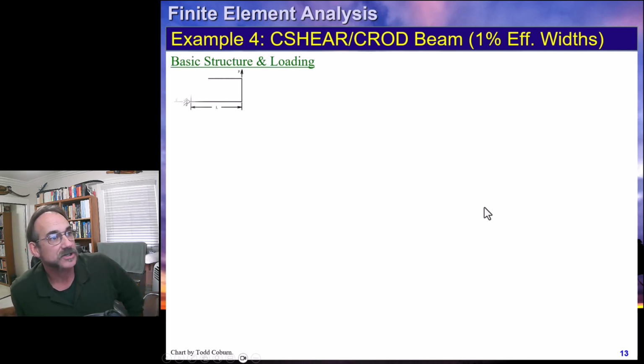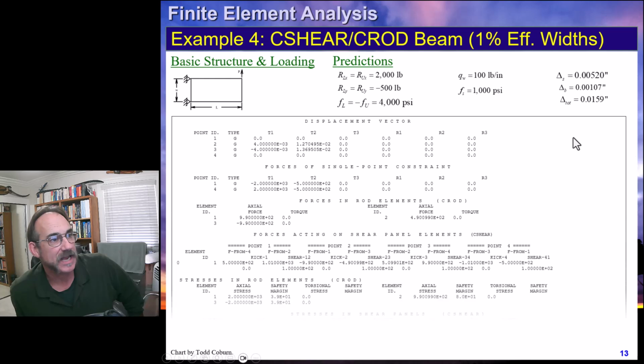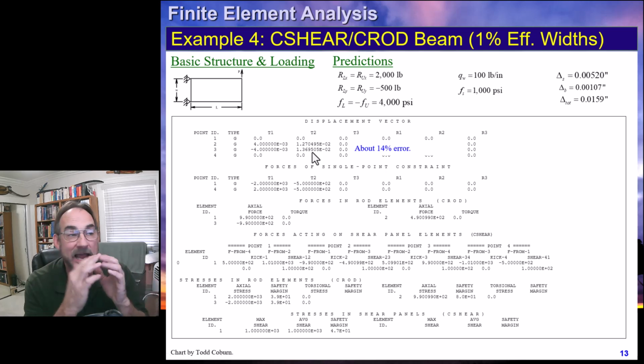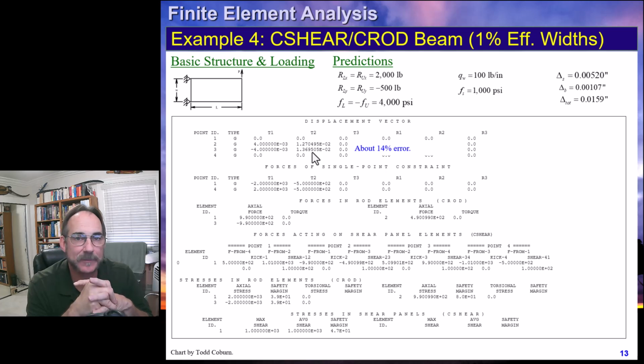So this is our structure and loading. This was the predictions we just had. These are our results. If we look at our deflection, we have almost identically the same deflection as we did in example 1, about 14-ish% error. You'll notice our forces of single point constraints are correct.